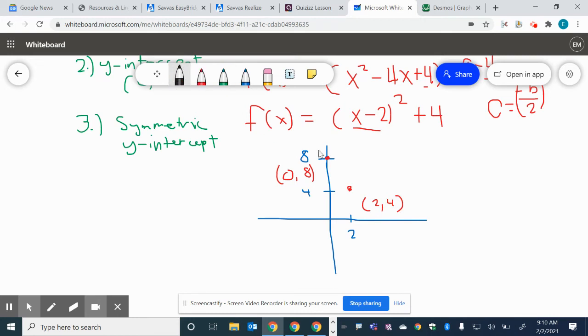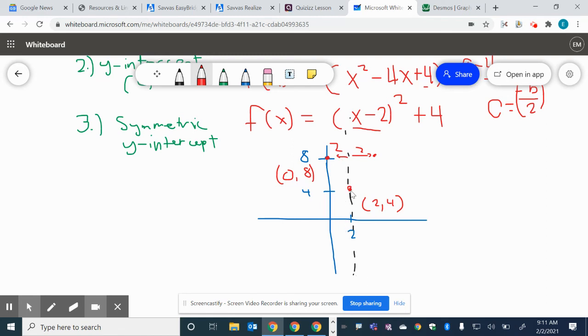Well, remember, parabolas have a line of symmetry going through the vertex. That means every point to the left of the line of symmetry has a point to the right of that line of symmetry at the same y value. What do I mean by that? We have (0, 8), which is 2 units away. So going 2 units the other way, we'll have another point because they're symmetric. They're the same distance away from the line of symmetry.